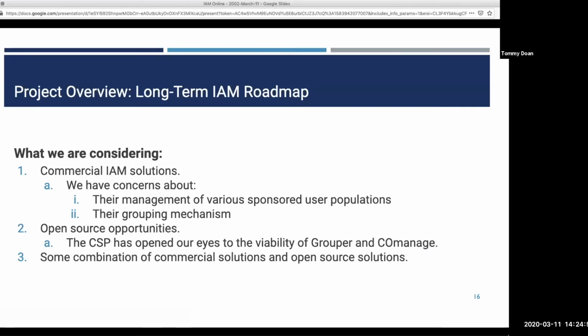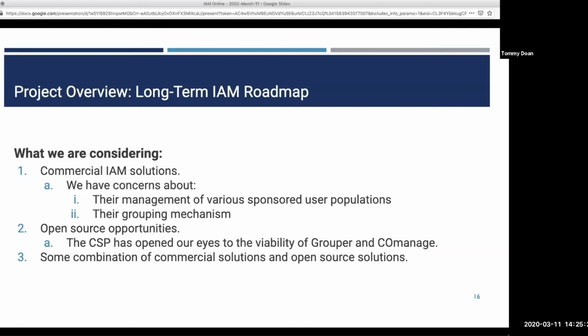So the things that we're considering to meet the challenges are commercial IAM solutions. And we have interviewed several, but we have concerns in the complexity of a higher ed environment for their ability to manage the sponsored populations and also for their grouping mechanisms.